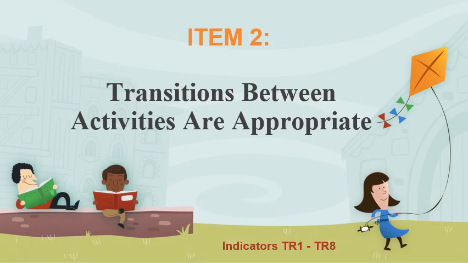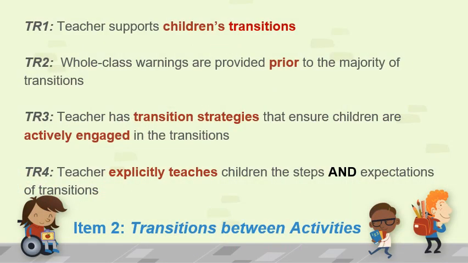Item 2. Transitions between activities are appropriate. Has 8 indicators. Indicator 1, TR1. Teacher supports children's transitions. You would let them know what to do. For example, you might say, clean up the area you are working in, find a partner, and then come to the large group.